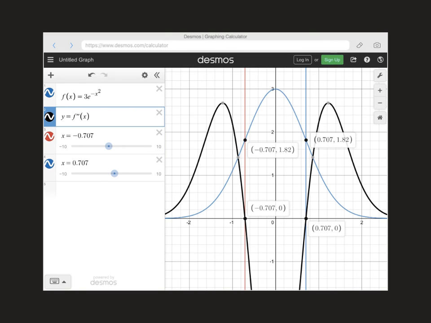So there's another way to locate those inflection points. Notice, though, that these answers are decimal approximations. And if you need the exact values, you'll have to do it algebraically the way we did it earlier in the video.